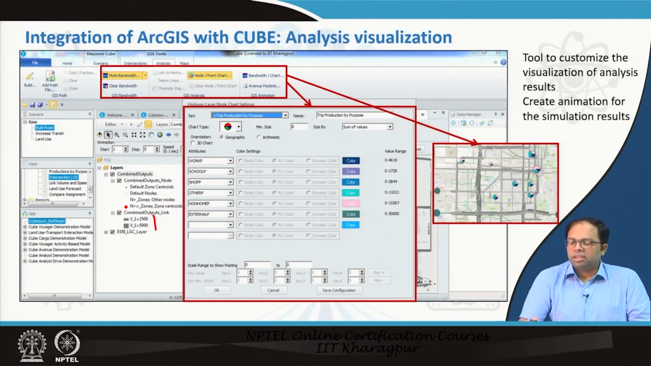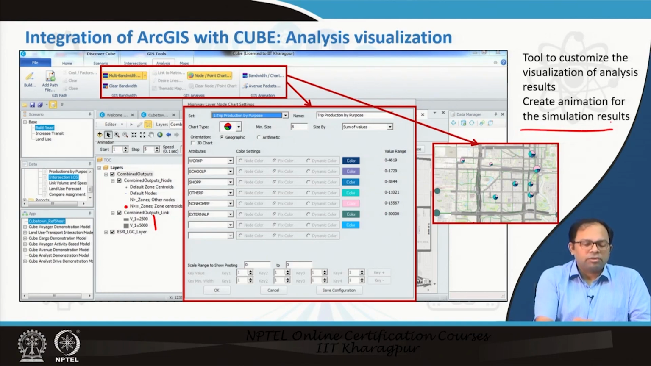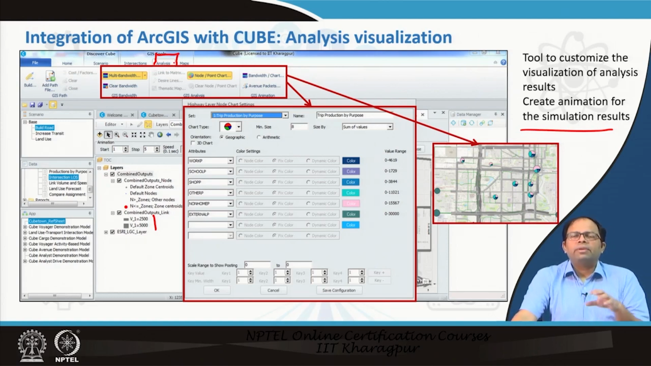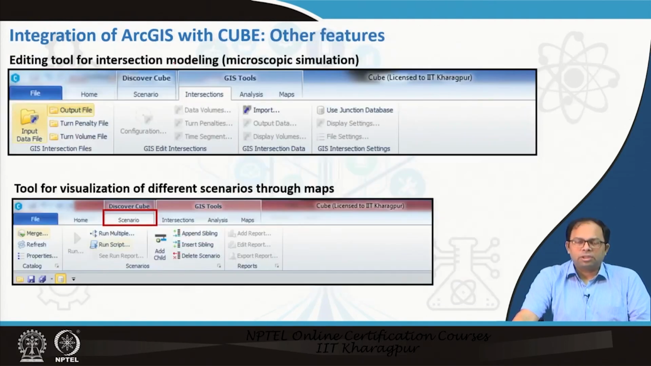So this is a tool to customize the visualization of the analysis result, and we can create animation for the simulation results as well. So this GIS tool, this analysis box, we can do all this. We are not learning how to do this in this particular lecture. It is difficult to teach so many features in such a short time. So I will just show you the capabilities that are there, and if you get a chance, you can also explore this software on your own. So these are the things you can do in a GIS software. Sorry, in a transportation software.